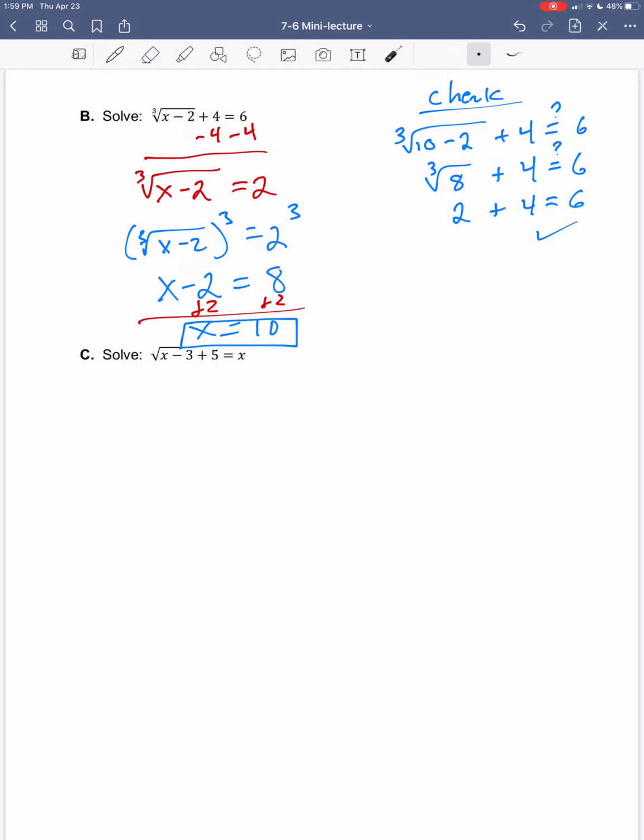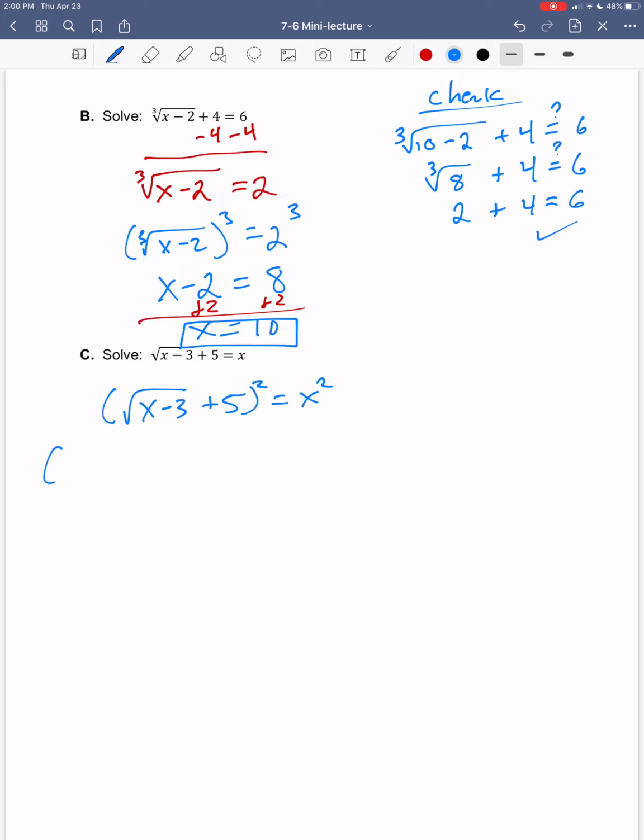All right, part C here. I've got a square root again, so I'm going to square both sides, but not yet. I'm going to have to get rid of this plus 5. Just to show you once what happens if I don't do that, I could square right now, but the whole side has to get squared.